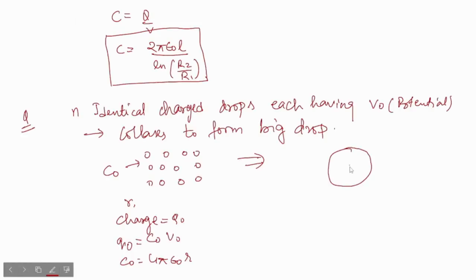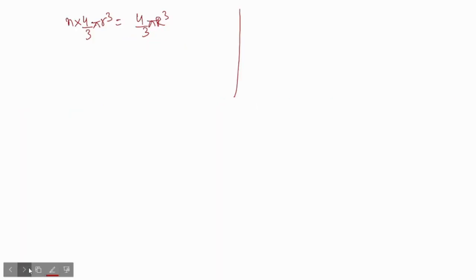Now you know that volume will be the same: n into 4 by 3 pi r cube is equal to 4 by 3 pi capital R cube, if you consider the radius of the bigger one as capital R, and the radius of these smaller ones as small r. So from here you will get r cube is equal to capital R cube upon n. So r is equal to capital R upon n power 1 by 3, right.